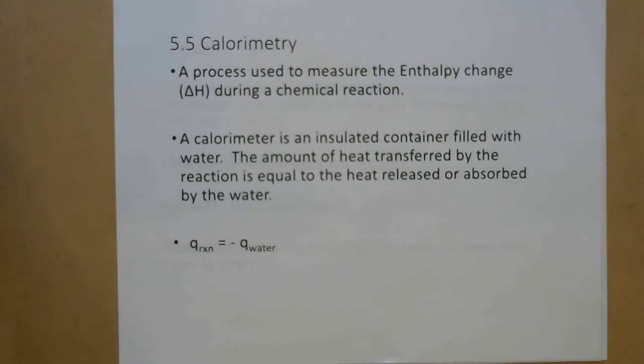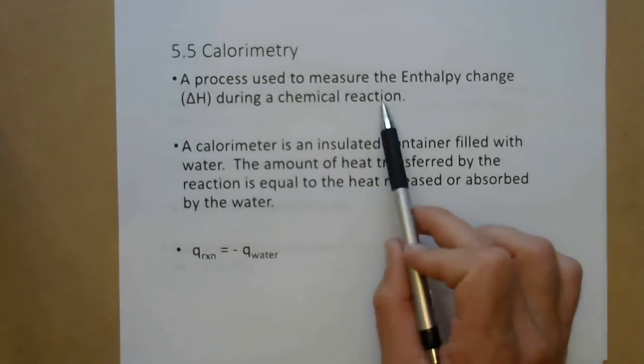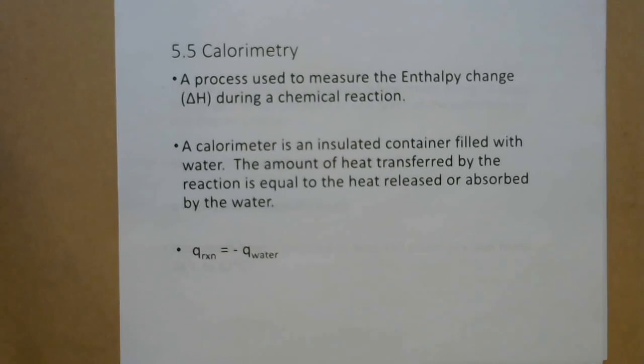All right, section 5.5 is about calorimetry. So calorimetry is a process where we measure the enthalpy change, delta H, of a chemical reaction. You guys have heard of calories before. Maybe you've seen on food, it says how many calories the food contains. That's how much chemical energy is contained in that food, and your body is able to release that energy and turn it into other forms like heat and kinetic energy for your body to use.